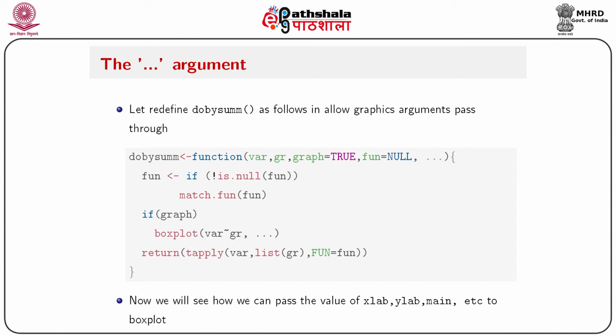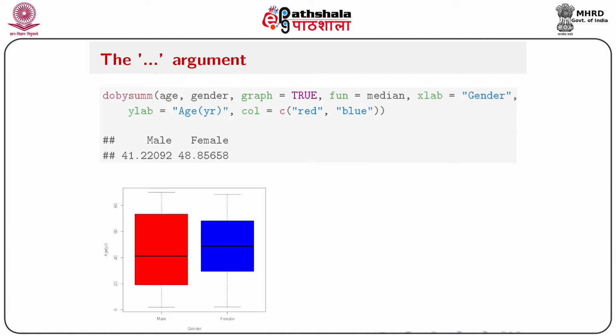And now we will see how we can pass the values xlab, ylab, main, etc. to the box plot. Now see, doBy age, gender, graph equals true, function equals median. Now we are passing xlab equals gender, ylab equals age, col equals red and blue, and you can customize the graphs as you want. So all the arguments of the par function can be passed through the triple dot argument.